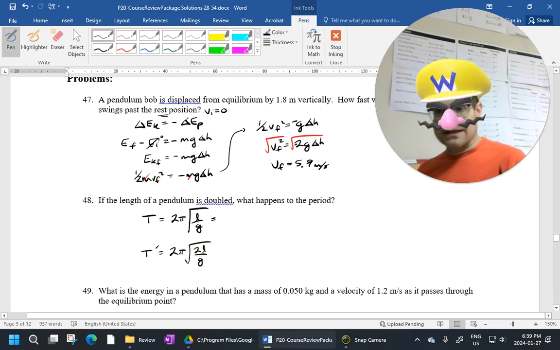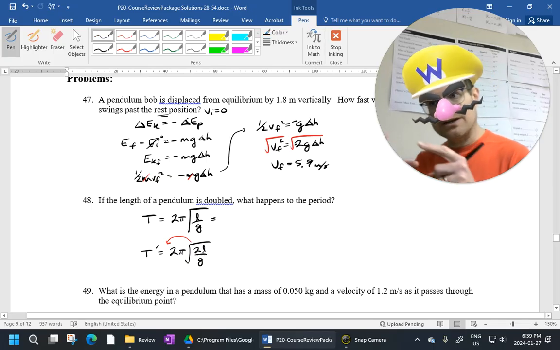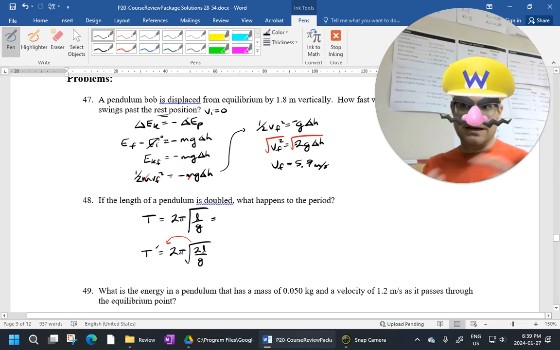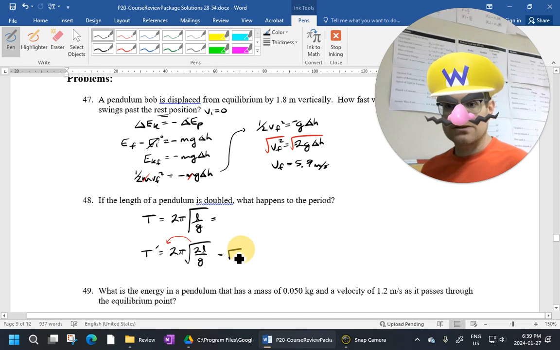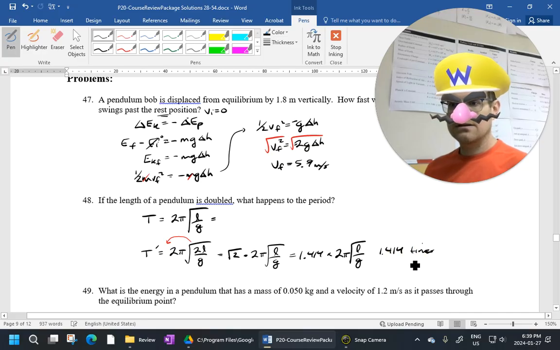Now, doubling it, not very nice because I'm going to have to try to pop this 2 out. But I got to pop it out of the square root. Remember, if it's inside a square root, to pop it out, you just take the square root of it. So this just becomes the square root of 2 times all this other stuff. So whatever the square root of 2 is, that's my answer. So it's 1.414 times my old number. So it's going to be 1.414 times longer. There you go.